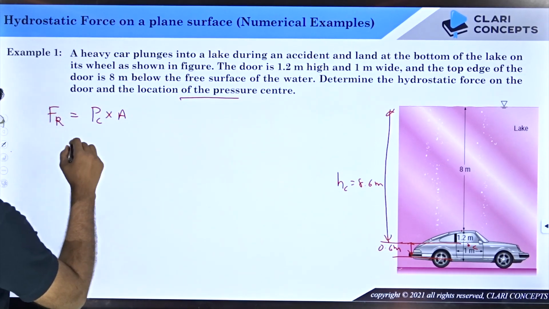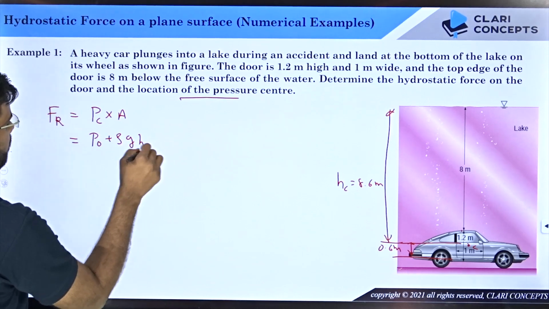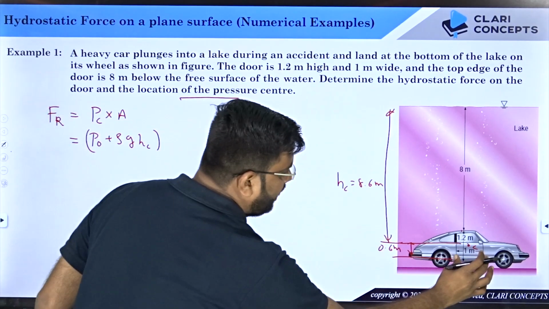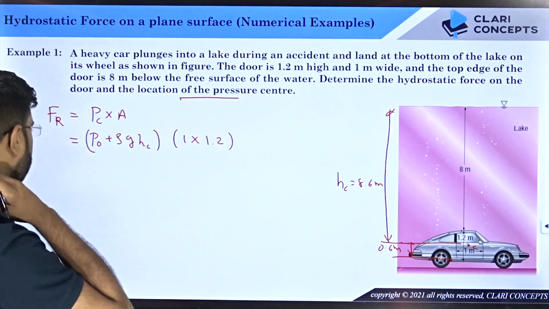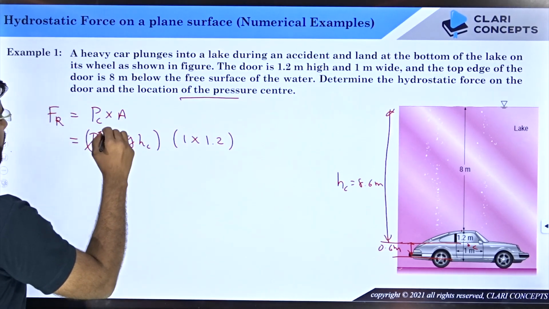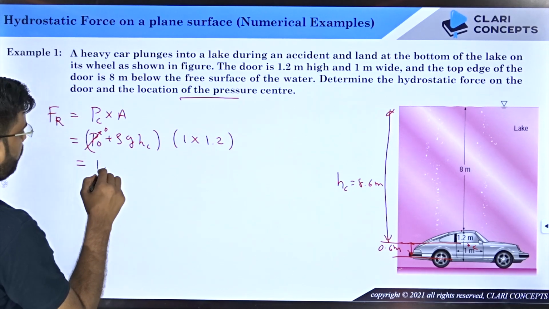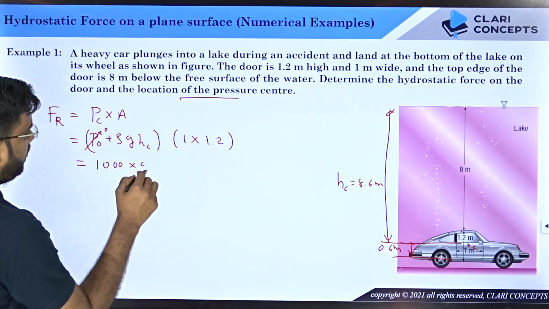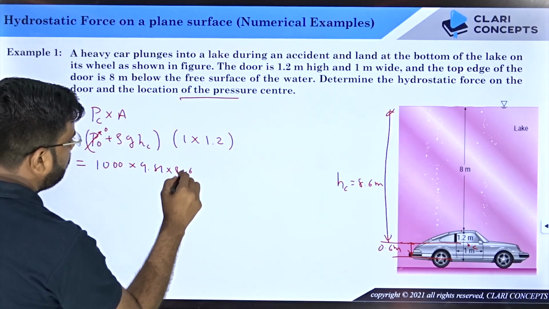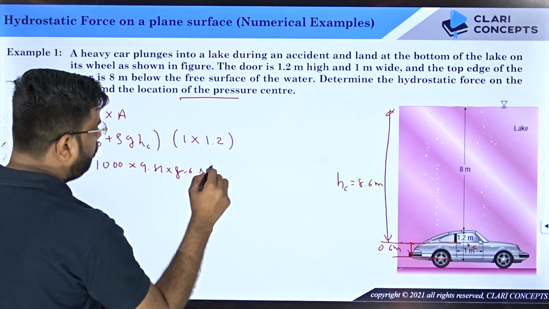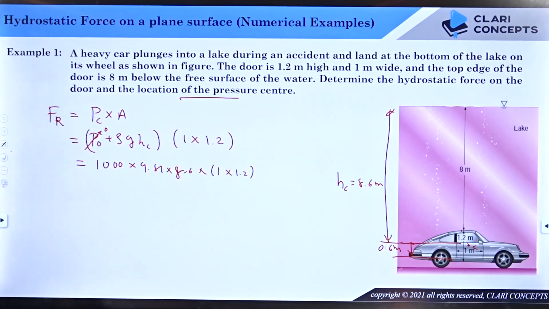Once you have this, you can say Pc equals P0 plus rho g Hc, into the area. What is the area? Area is 1 into 1.2: 1 meter wide, 1.2 meter height. Simple. Now P0 you can consider as 0 Pascal gauge when you talk about atmospheric pressure. Rho is the density of water, which is 1000. g is 9.81. Hc is 8.6, into area, which is 1 into 1.2. Simply do the calculations and get the answer.